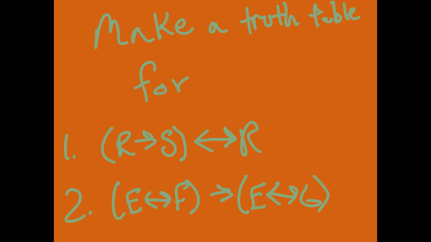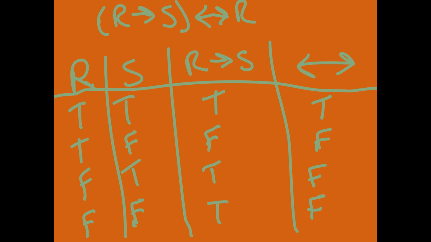So let's do some practice truth tables. That way you can get comfortable with actually constructing them. Our first example is going to be if R, then S, if and only if R. So let's start with the basics. We have two statements here. We have R and S. So that gives us four different possibilities for true and false.